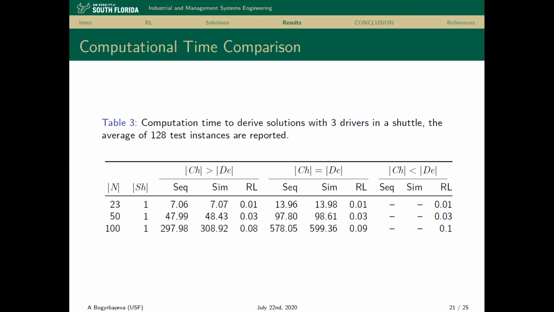As you can see here, the network size increases. This is for one instance out of 128 instances, taken as an average. The heuristic solution time is going to get longer as we increase the network size. But RL, if it's trained, is going to be done in a fraction of a second.